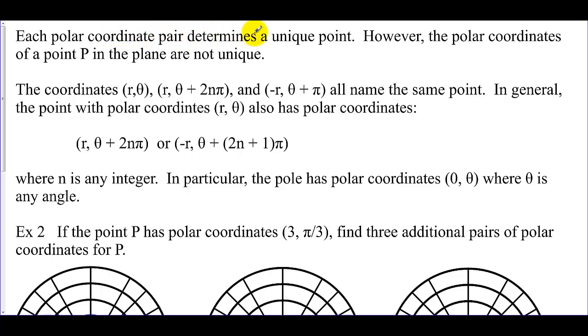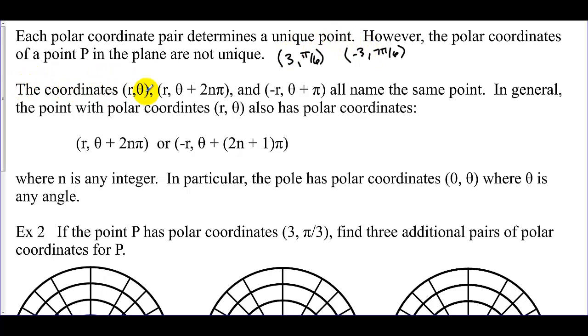Each polar coordinate pair determines a unique point. However, the polar coordinates of a point P in the plane are not unique. In other words, if you have the point, let's say the third circle at pi over 6, that's a unique point. There's not another point that has this as coordinates. But we could get this point using different coordinates. So we could say negative 3, and we could go to 7 pi over 6. So that is a unique point, but these two are the same point.